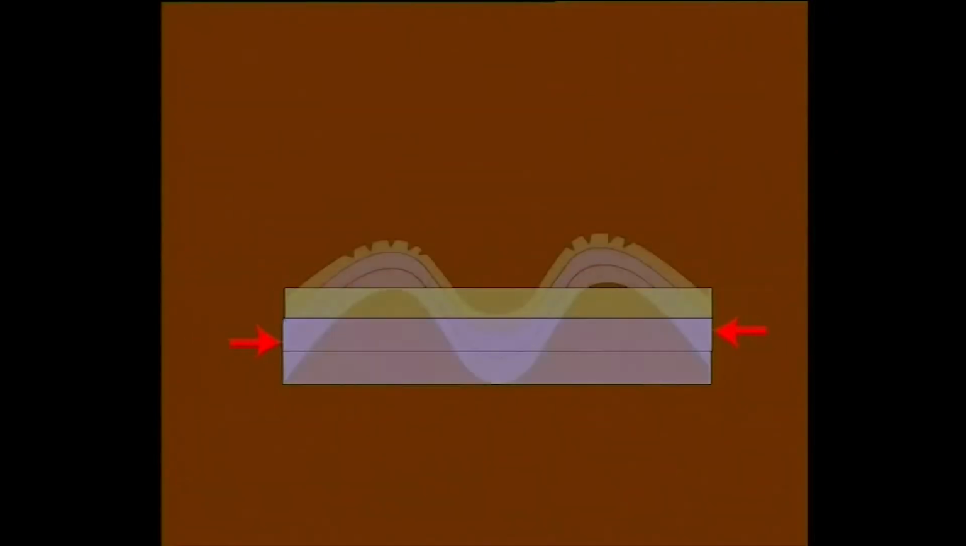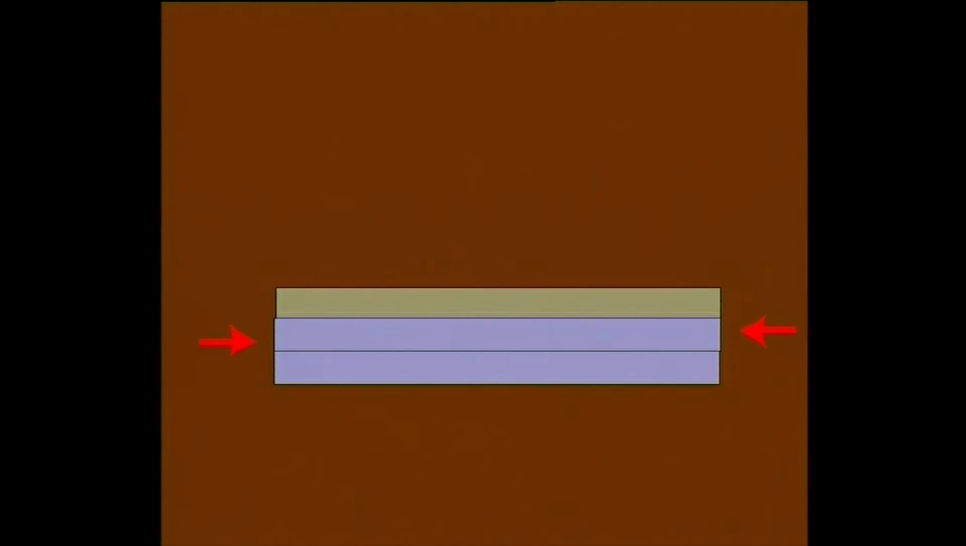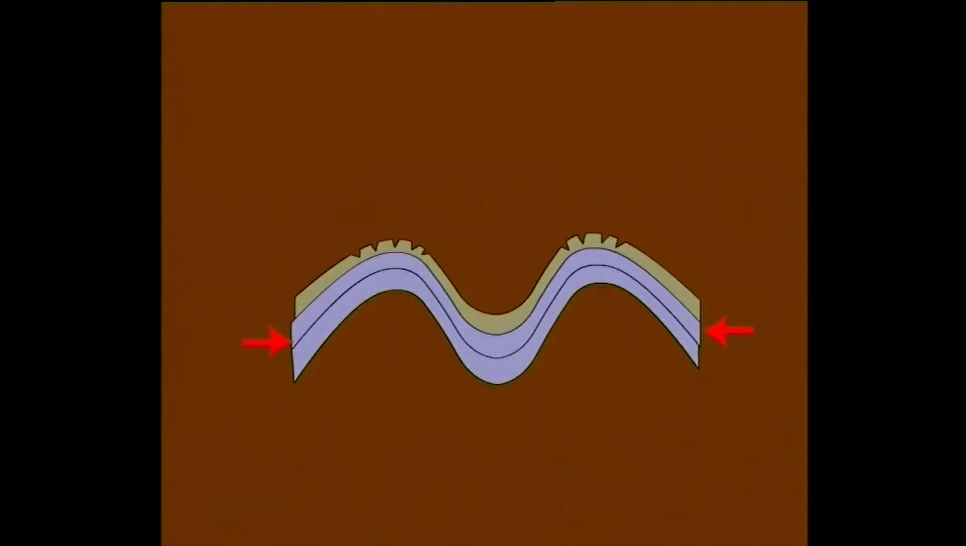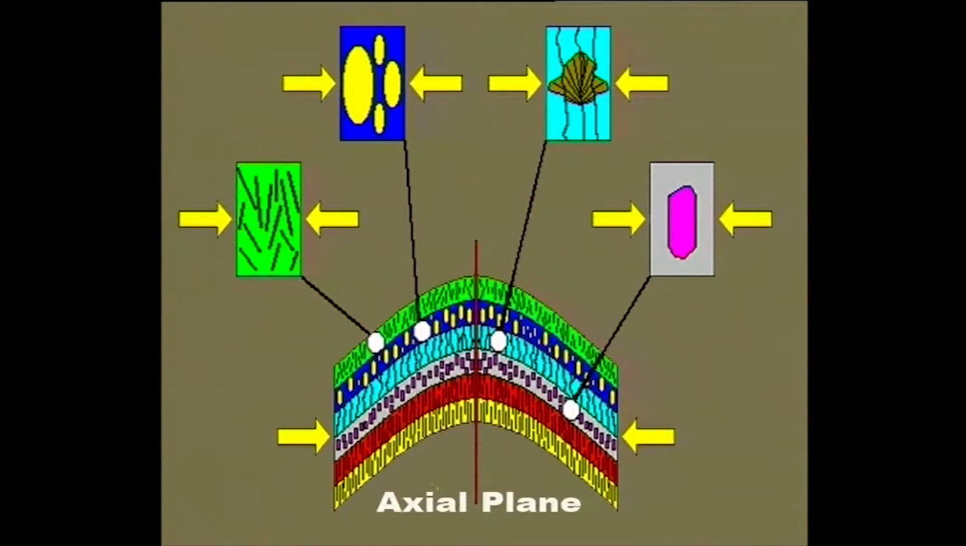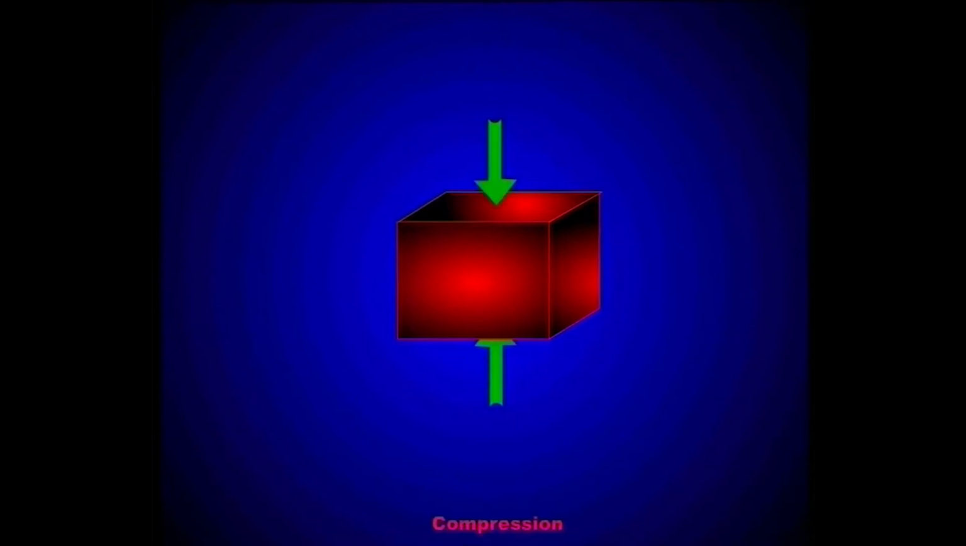If you remember the mechanism of fold formation, especially the buckle or flexure slip folding, where the directed stress responsible for the fold formation is applied parallel to the layering, the axial plane of the fold is naturally developing perpendicular to the applied directed stress.